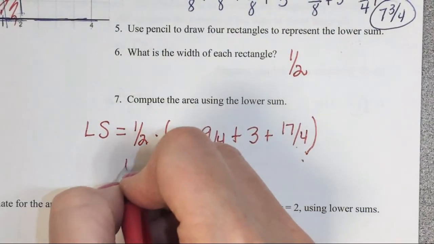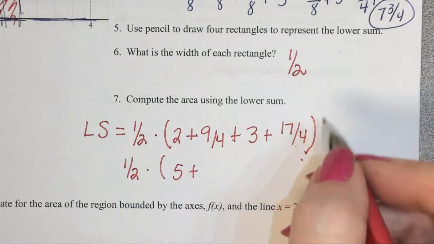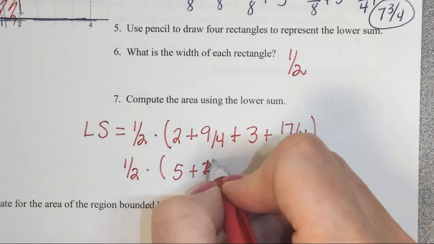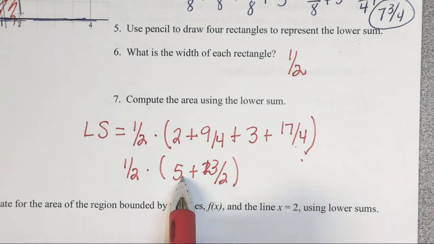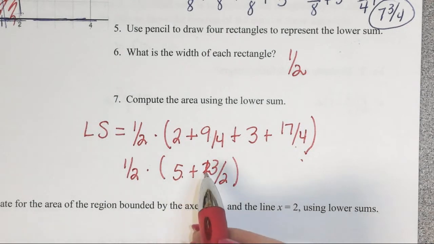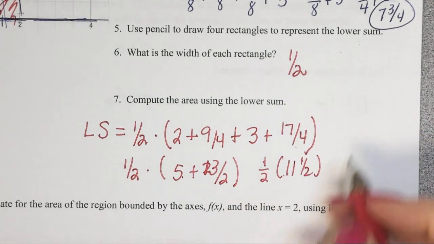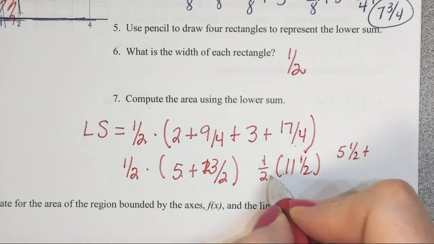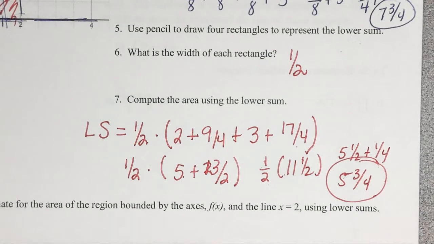Okay? So now we're going to have 1/2 times, what is that, 5 plus 26/4, which is 13/2. So 13/2, 6.5 plus 5 is 11.5. So half of 11.5, just do it like this. Half of 11 is 5.5 plus half of 1/2 is 1/4. No need for calculators, so that's 5 3/4. Or get out a calculator if that was confusing. So that's our lower sum.